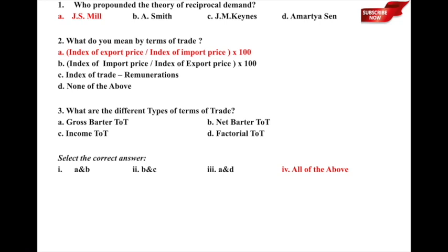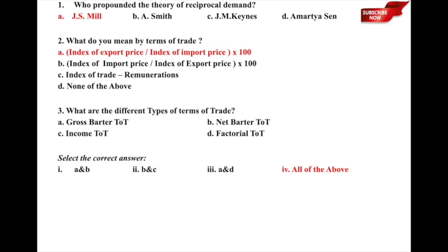So here, what do you mean by terms of trade, or what is the mathematical formulation for terms of trade, or define terms of trade? The correct answer is going to be option A. It is the ratio of index of export price divided by index of import price into 100. So option A is the correct answer to this question. I hope that is clear.